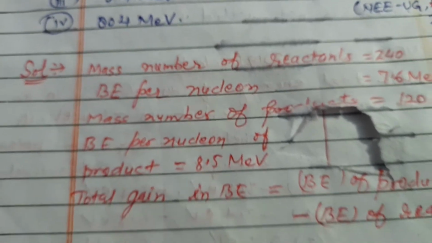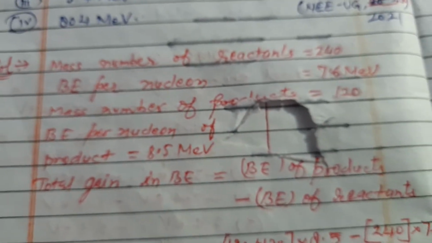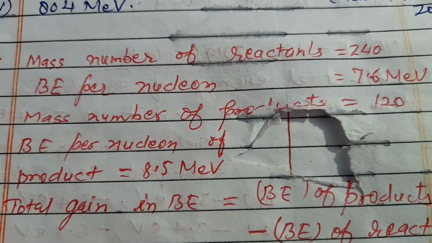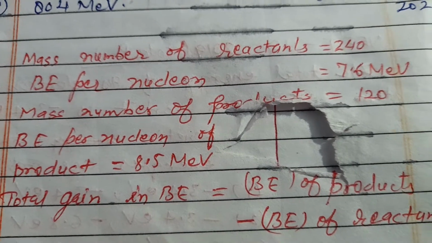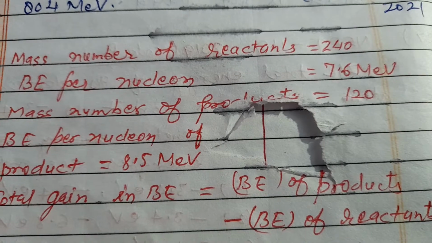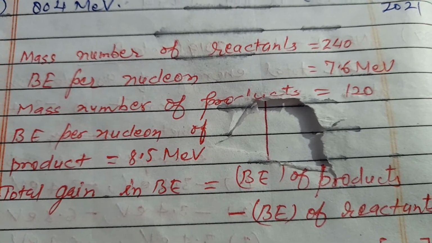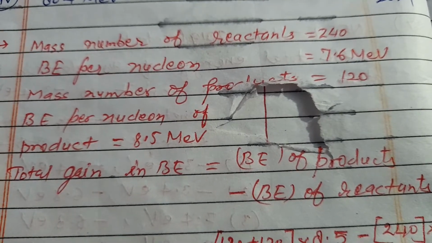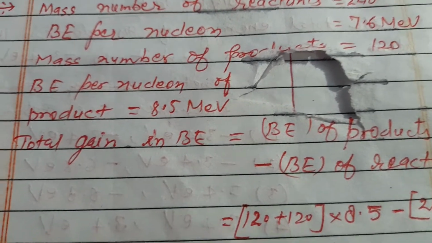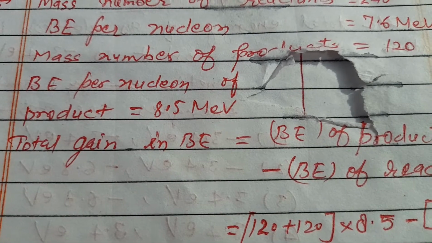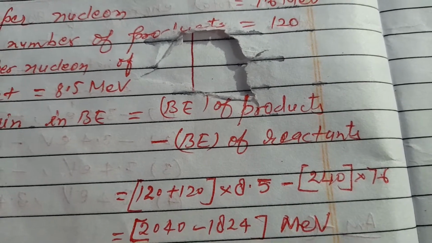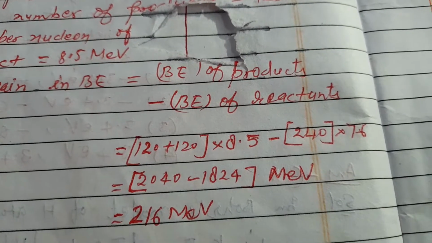We will solve this question. Mass number of reactants is 240. Binding energy per nucleon is 7.6 MeV. Mass number of products is 120. Binding energy per nucleon of product is 8.5 MeV. Total gain in binding energy is equal to binding energy of product minus binding energy of reactants.